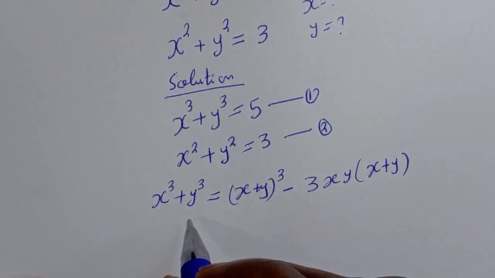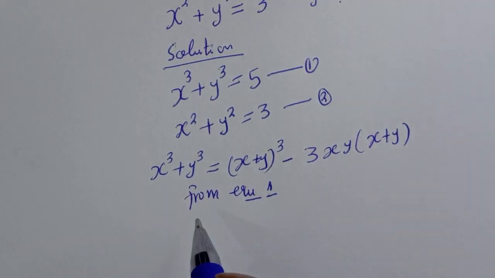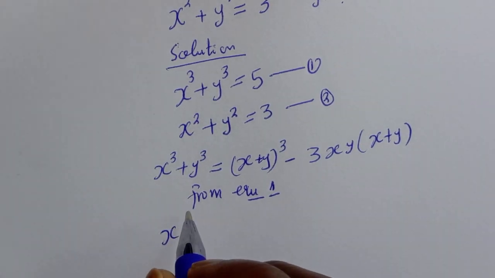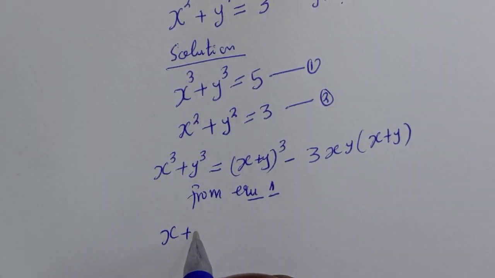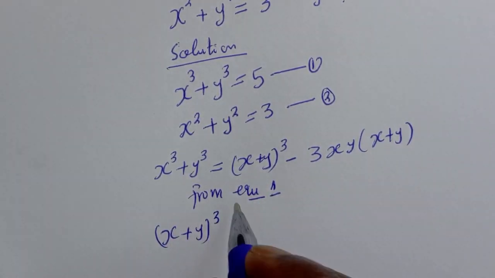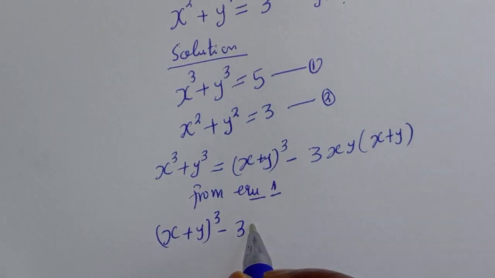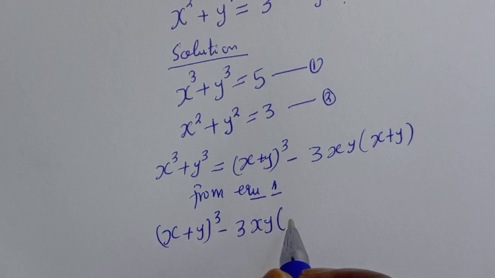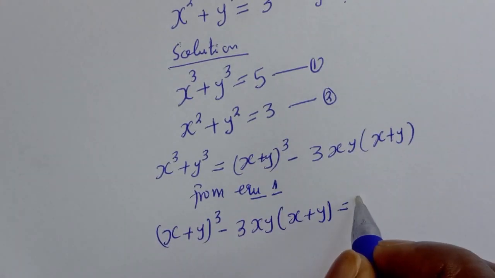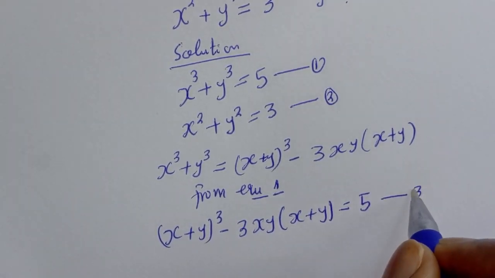Now, from equation 1, if you substitute this into this, we have (x plus y) raised to power 3 minus 3xy bracket x plus y is equal to 5. Let's call this our equation 3.